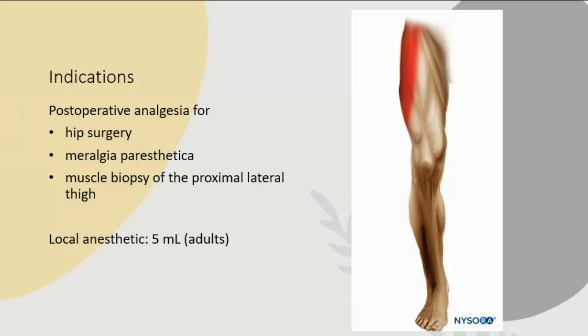So the indications for the LFCN nerve block are usually post-op analgesia, mainly targeting hip surgery, neuralgia paresthetica, and muscle biopsy of the proximal lateral thigh, because it provides sensory innervation to the lateral aspect of the thigh. The LA is actually not much, only 5 ml in an adult.